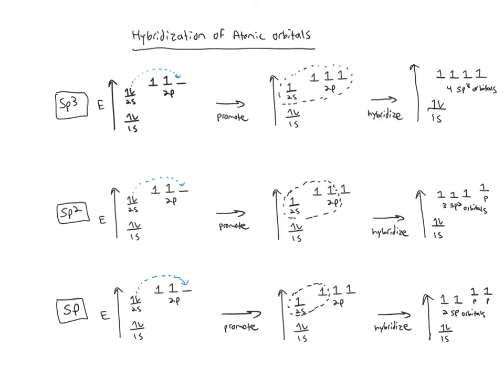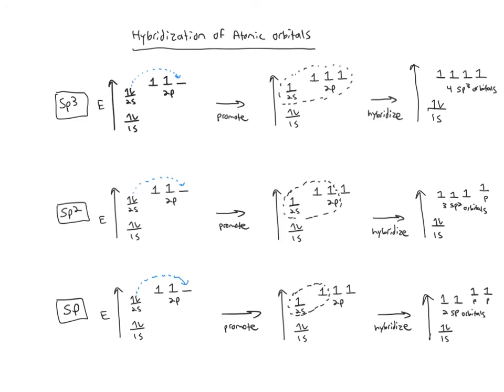So those are also going to be important for making pi bonds, but an sp hybridized carbon is actually capable of making 2 pi bonds because it has 2 of the p orbitals to go and overlap with another atom's p orbitals. So we have this for hybridization.